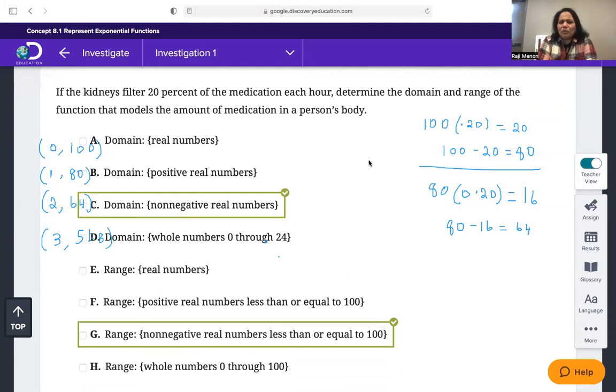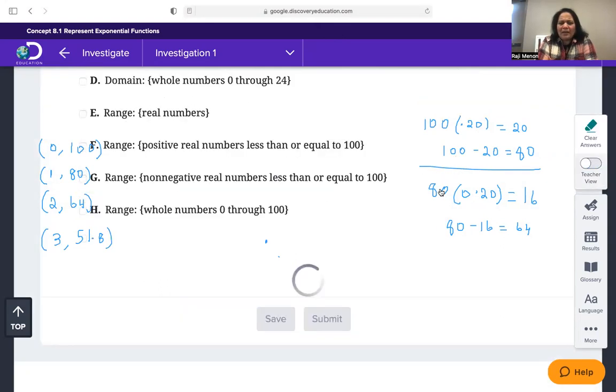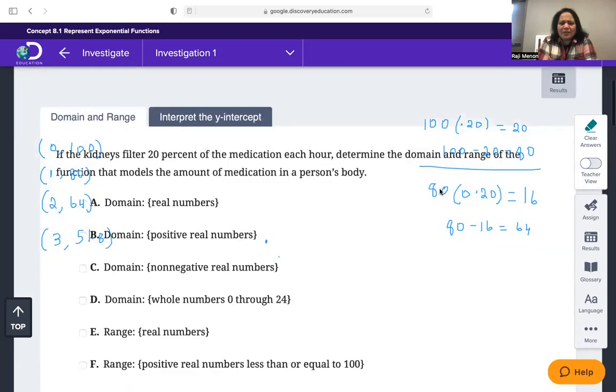You can pick those two. Let me just go to the next ones. I'm just going with the discovery answers. So these are the two answers for them. Okay. Let us check the second question.